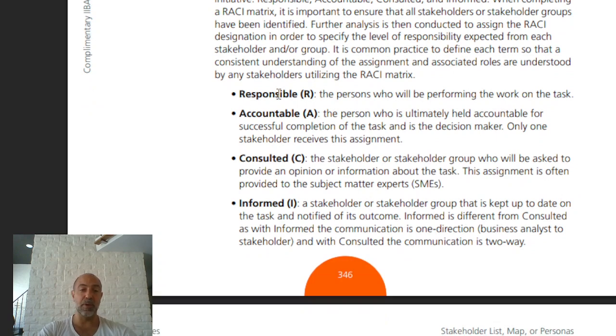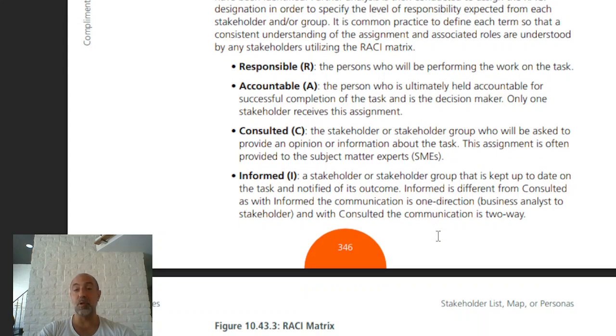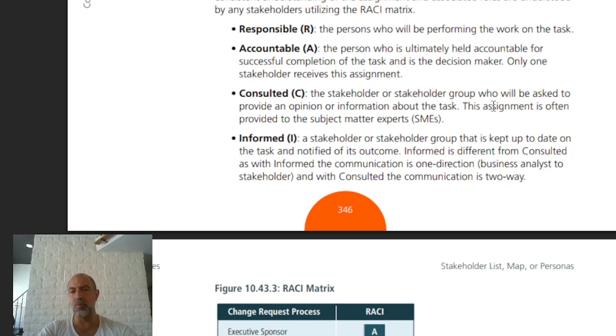R is responsible, A is accountable, C is consulted, I is informed. The person who will be performing the work on the task is the responsible one. The accountable one is ultimately held accountable for it. Consulted is the stakeholder group who will be consulted.